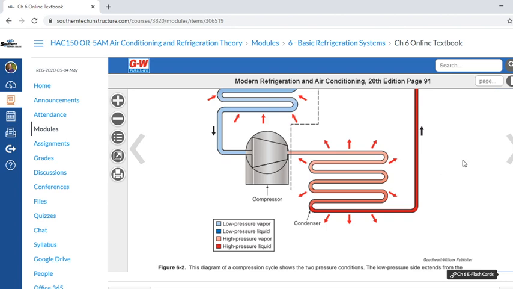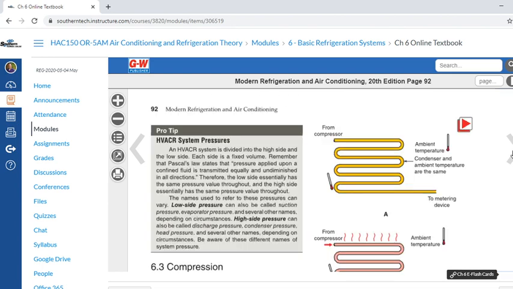Page 92, figure 6.3, covers compression. This is the cycle that the compressor works on. The important part about this is that without taking the refrigerant, which is a low pressure, low temperature vapor, going into the compressor and doing the compression cycle, it raises the heat and raises the temperature of that refrigerant. The system would not work.